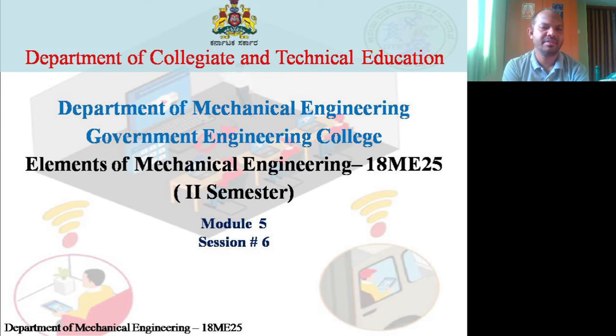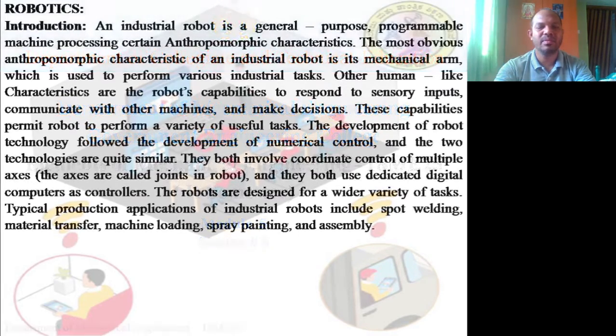Welcome to the final session of the fifth module and even the final session for the subject Elements of Mechanical Engineering. We have studied the different machine tools and even the numerical control, and the importance of computer numerical control and how it is different from basic numerical control systems. So in the last chapter, the last topic left out is robotics.